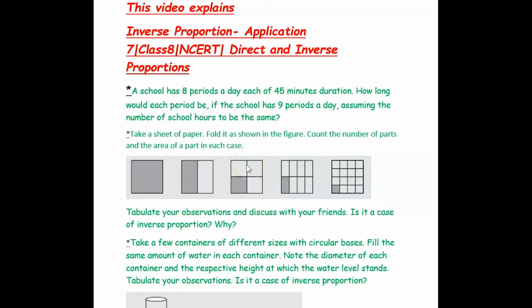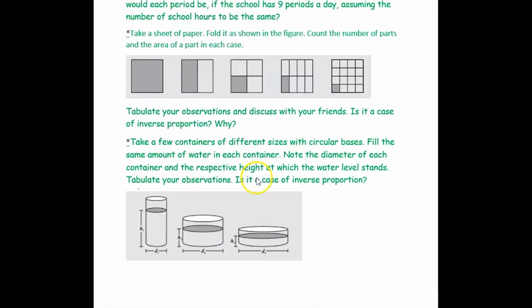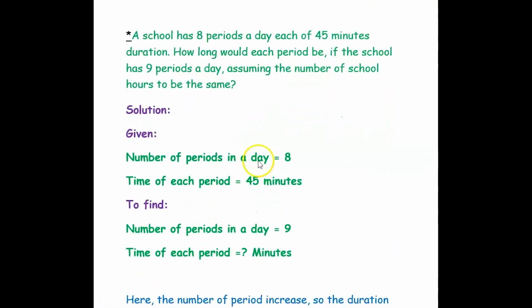In this video, we are going to see a few examples on application and identification of inverse proportion. Our first question is, a school has 8 periods a day, each of 45 minutes duration. How long would each period be if the school has 9 periods a day, assuming the number of school hours to be the same? So, solution. Let's see what's given, what to find, and then we'll see how to do it.